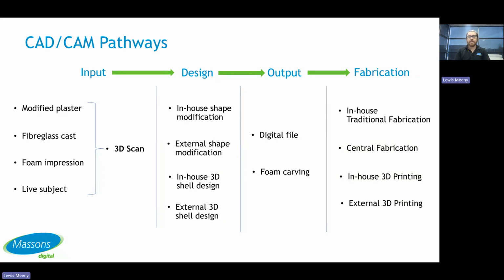So our foam carvings are going to be for in-house traditional fabrication or central fabrication as well, because we don't have the plaster, so we need to take that model and have it turned into a physical thing, which is where the carvings come in. We do also have the options of in-house 3D printing and external 3D printing, which would remove the foam carving entirely. So we're going to go through these ones as well and break them down a little bit further.